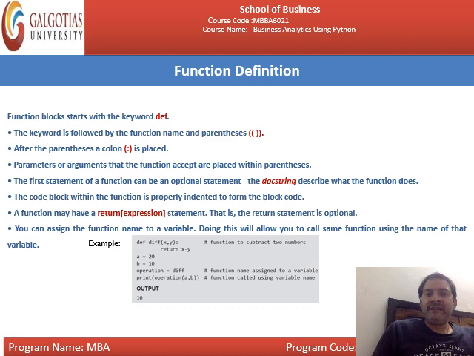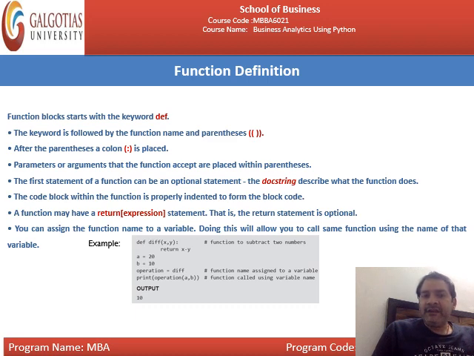Last, you can assign the function name to a variable. You simply write diff, which is the function name, and you have now assigned this diff to operation. Doing this will allow you to call the same function using the name of that variable. Now print operation. Operation is the variable where you have assigned the function name, and you pass the parameters. These x and y are the formal parameters, and a and b are the actual parameters.